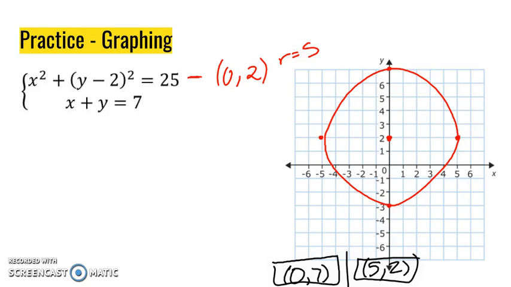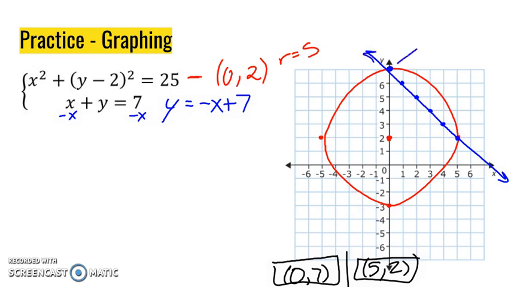Then I've also got to graph my other line, which I just need to get y by itself. So subtract x, and I get y equals negative x plus 7. It has a y-intercept at 7 and a slope of negative 1. So I can go down 1 to the right 1, down 1 to the right 1, down 1 to the right 1, down 1 to the right 1. And we can see through our graph that there are 2 points of intersection. One is at (0, 7), and the other is at (5, 2). So again, we were able to graph to prove our answers.